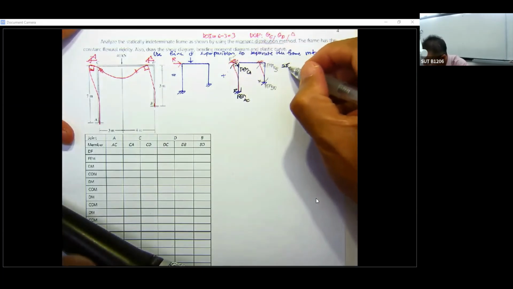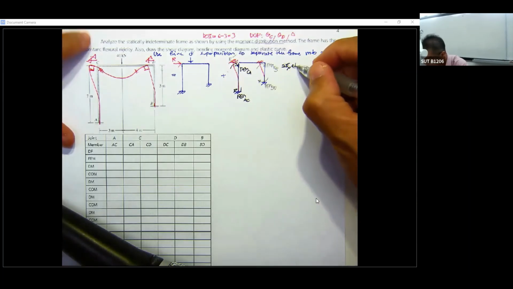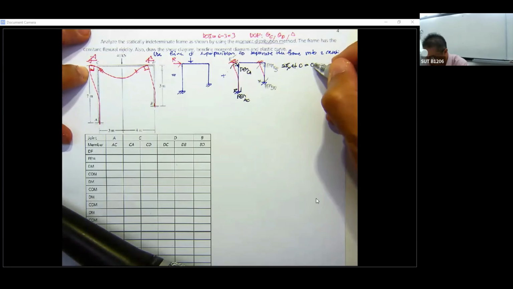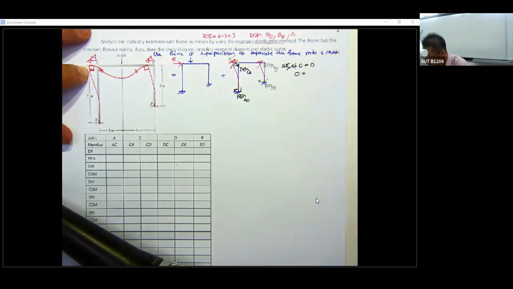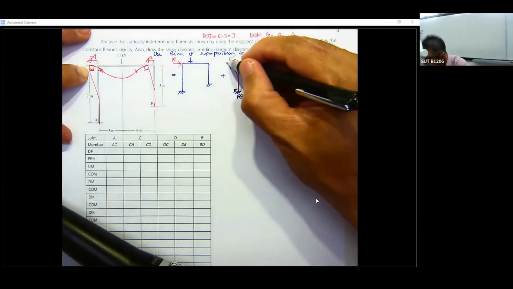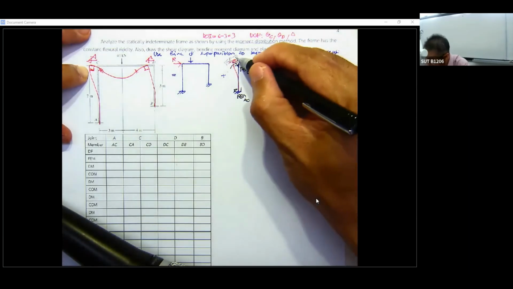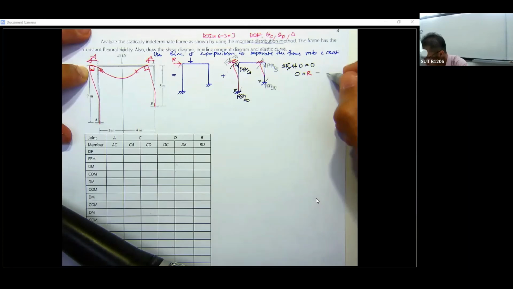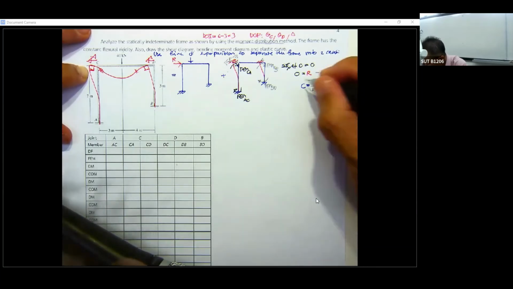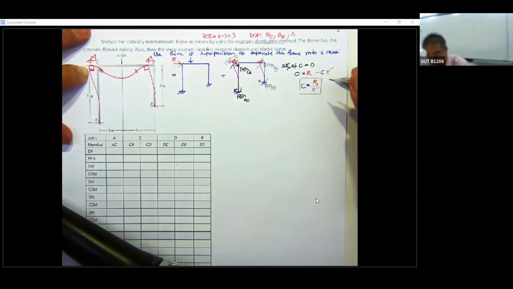So the summation of F sub X at C equals 0, so 0 equals R, and then you get the opposite one. You have to move this one in the delta direction, so it's going to be minus R prime, and then you require the correction factor. The correction factor is going to be R divided by R prime. The analysis is going to be the same. They are always the same like this.